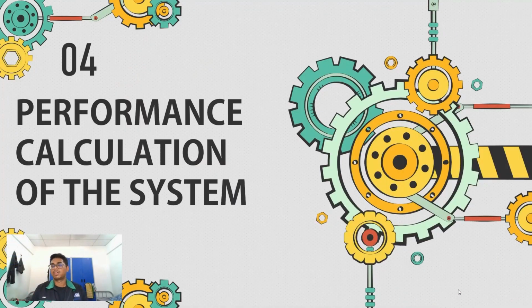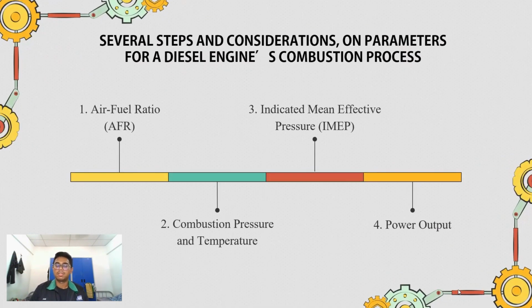Great speech, Hala. So we will continue with the performance calculation of the system. Here we can see the several steps and considerations on parameters for a diesel engine's combustion process. There are four steps: first, the air-fuel ratio AFR; second, combustion pressure and temperature; third, indicated mean effective pressure IMEP; and the last one, power output.